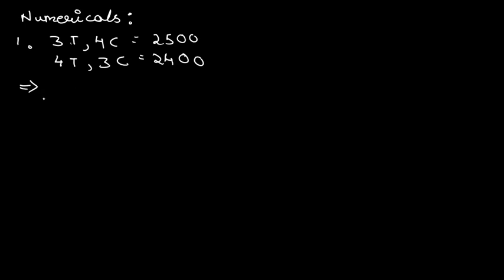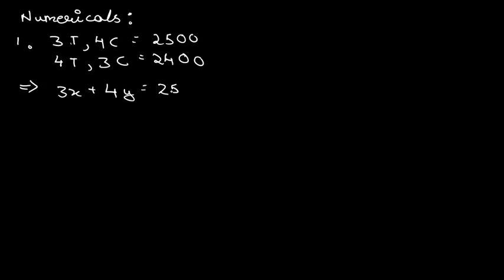See, we can take the number of tables as x. So let us just take it as x only. So the equation that will be formed will be 3x plus 4y, where the number of chairs is y. So 3x plus 4y is basically equal to 2500.